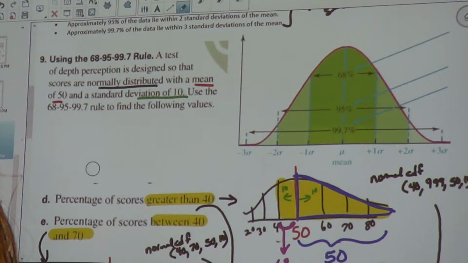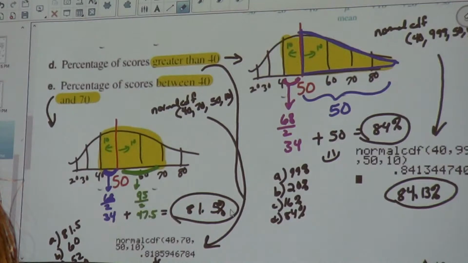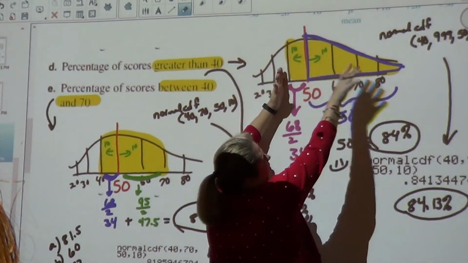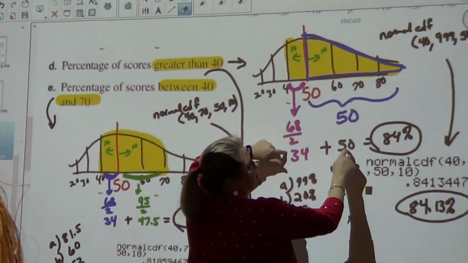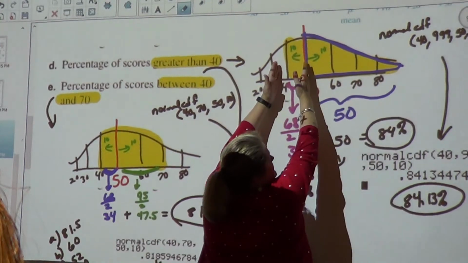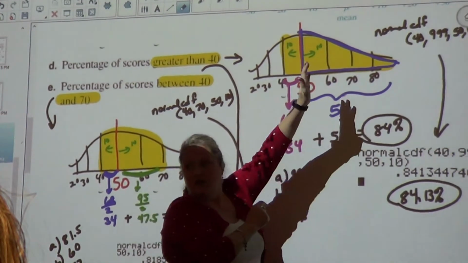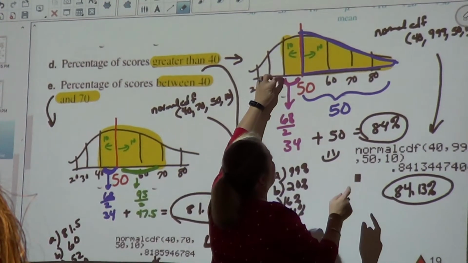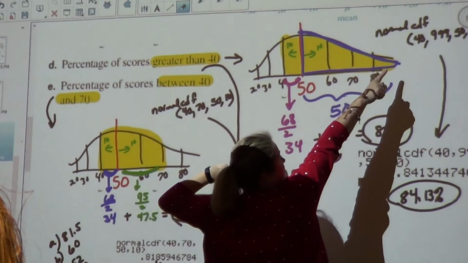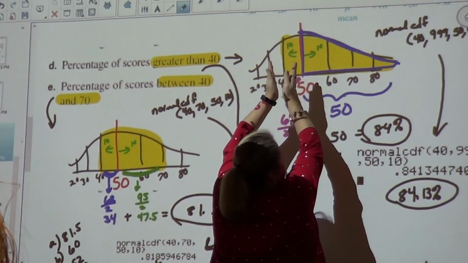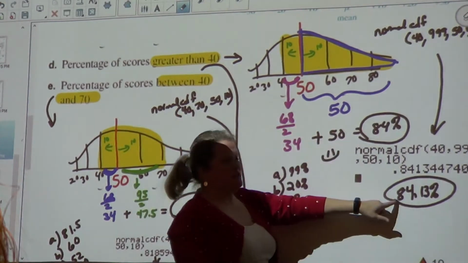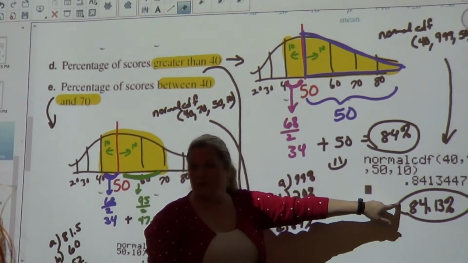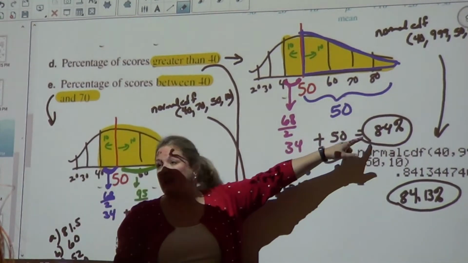The good news, on your homework, you had to know how to do that. But on your test, watch this. Percentage greater than 40. We draw it. If we know how to do the 68, 95, 50% plus half of a 68, we get 84. But y'all, we can do the normal CDF. Normal CDF says the left is 40, the right is 999, the mean is 50, the standard deviation is 10. That's going to give me 84.13. This is going to give me 84.